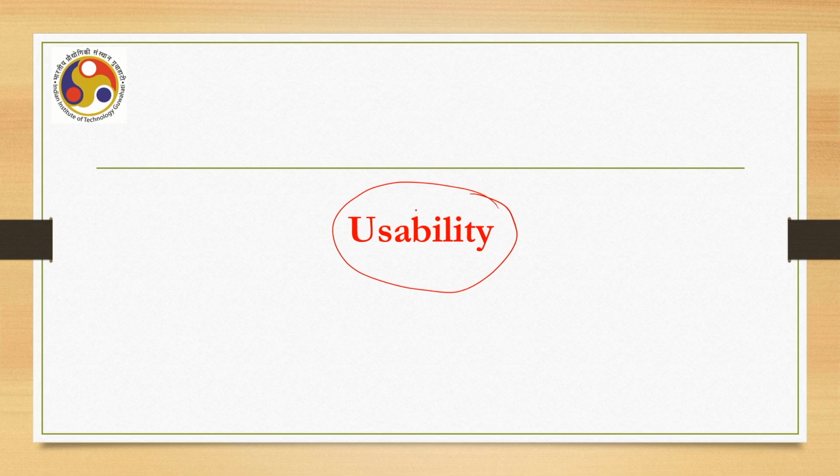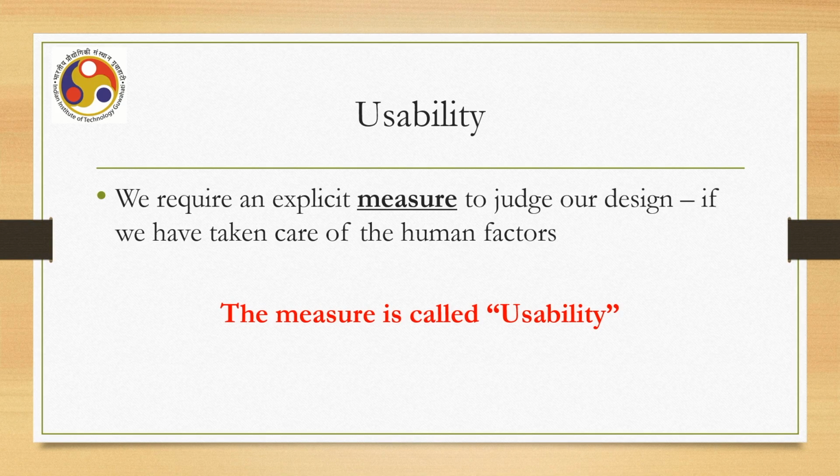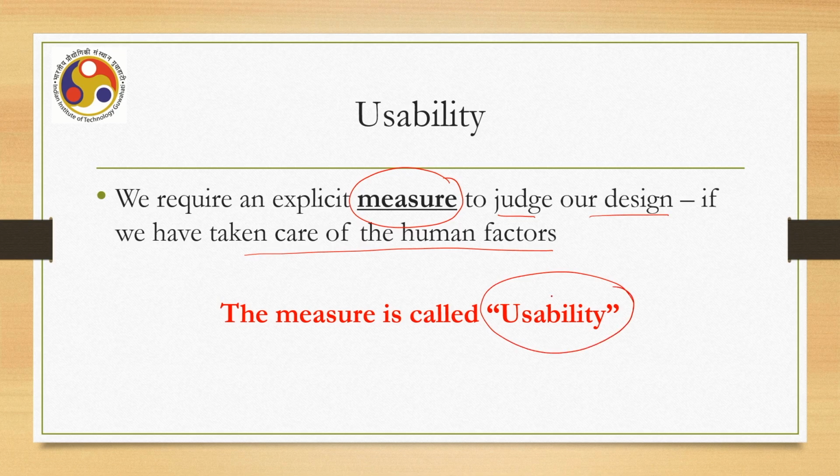development life cycle. Now, when we are following, how do we know that we are actually being able to take into account the user's characteristics? This brings us to the important concept of usability. Usability tells us how good the system is from the point of view of the user. So, essentially what we require is an explicit measure to judge our design if we have taken care of the human factors. Now, this measure is called usability. So, essentially it is a measure of the goodness of a system from the point of view of the user.